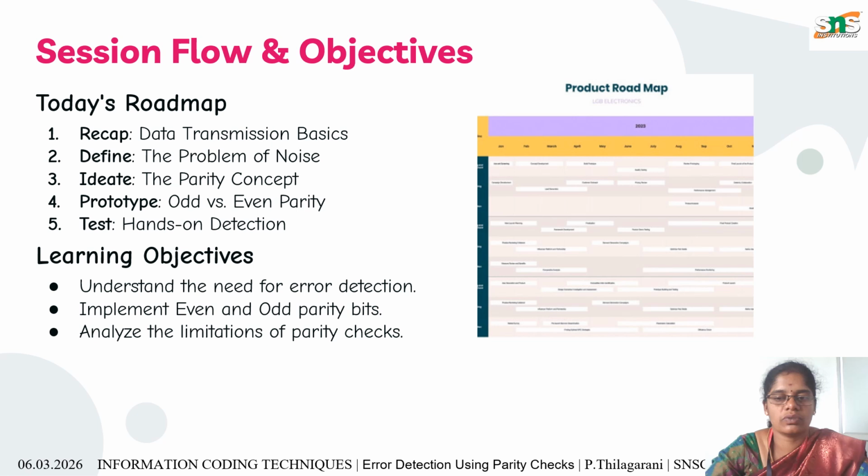The main objectives of this error detection and correction are, first, to recap the data transmission basics. In the define phase, what is the problem of noise? In the ideate phase, the parity concept. In the prototype phase, there are two types of parity checking, even parity and odd parity. In the test phase, hands-on detection. The main objectives of the learning are to understand the need for error detection, implement even and odd parity bits, and analyze the limitations of parity checks. These are the main objectives we are going to discuss.